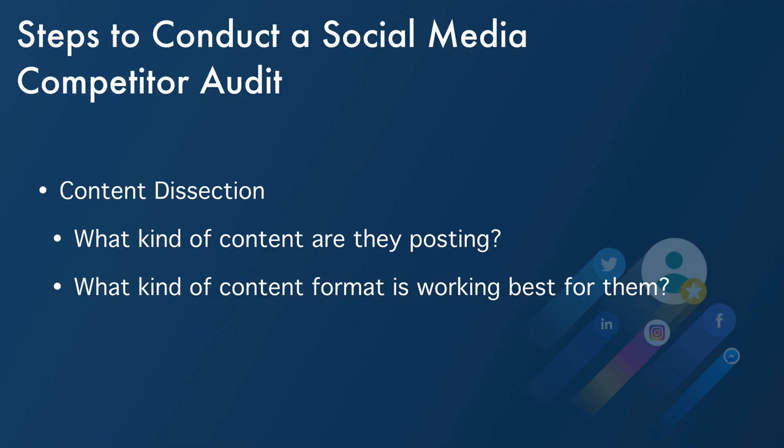The next step, in conjunction with this, is to understand what kind of content format is working best for them. Is textual content in the form of blogs or white papers or press releases working for them, or is video working for them, or infographics, or market research? What type of content format seems to be working well with the audience of your competitors? When you drill this down to exactly what is working for them, your job becomes so much easier instantly.